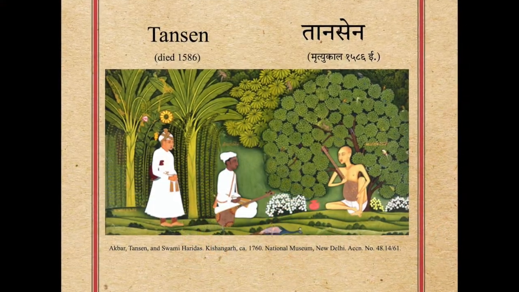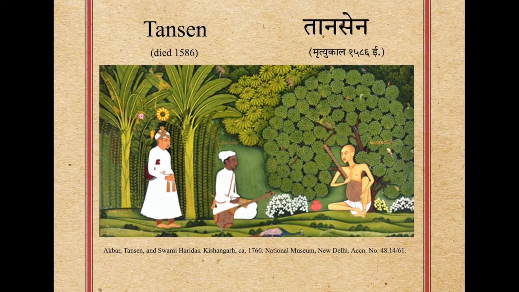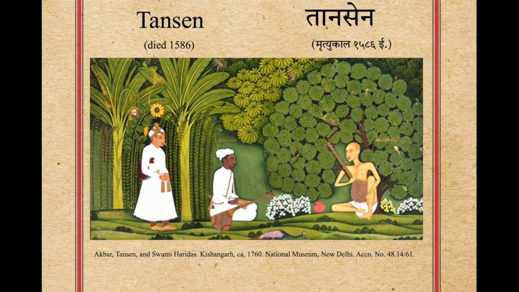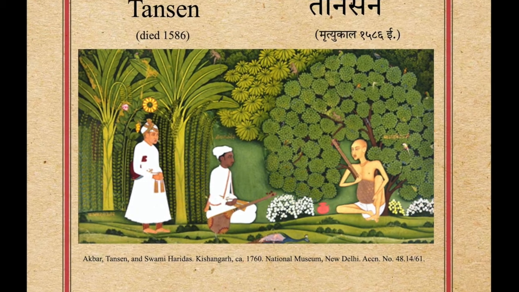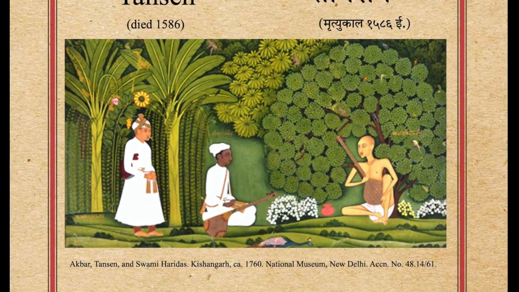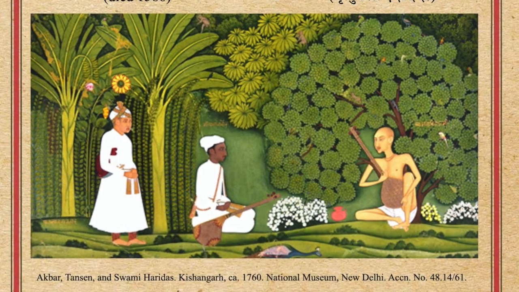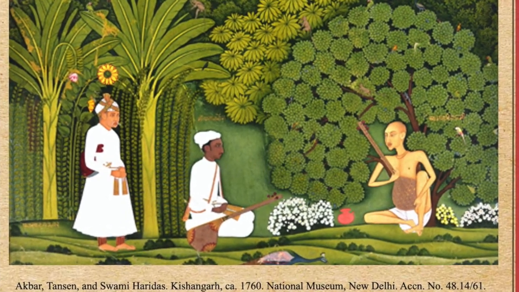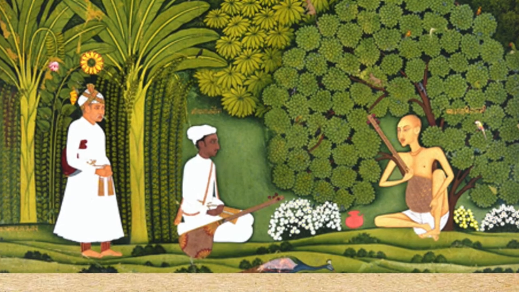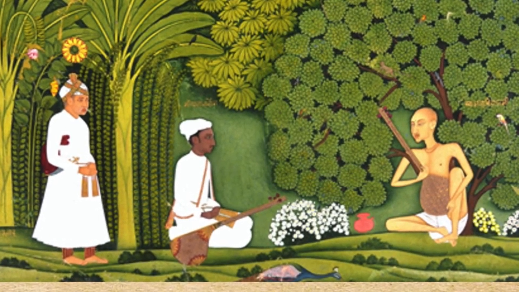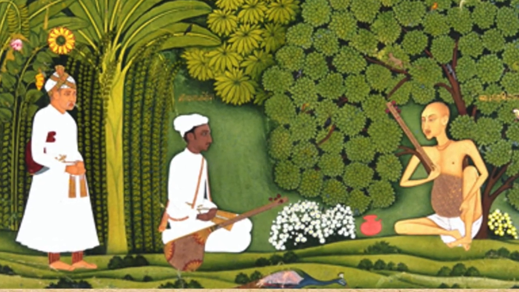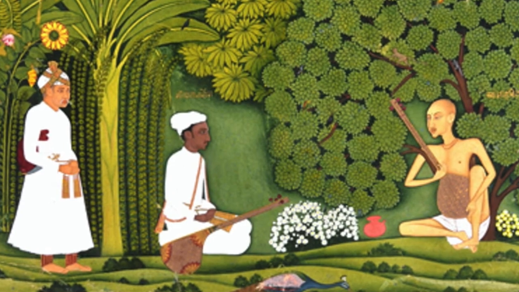Tansen is thought to have acted as a bridge between the world of courtly poetry and song on the one hand, and the world of devotional poetry and song on the other, as suggested by the narrative context and the visual layout of this 18th century painting, in which Tansen visits the saint Haridas in Vrindavan, the land of the god Krishna, bringing the disguised Mughal emperor Akbar with him.